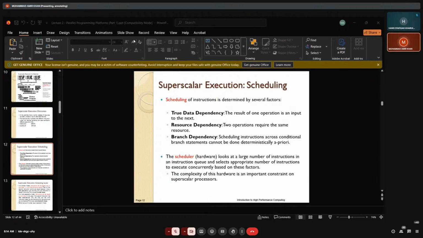The scheduling of instructions is determined by several factors. We have true data dependency, which means that the result of one operation is an input to the next. Very simple. And number 2 is resource dependency. Resource dependency means that two operations require the same resource, the same hardware unit. We call this resource dependency.